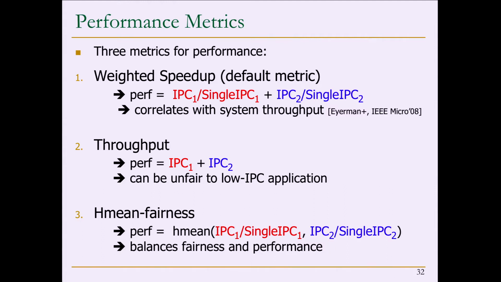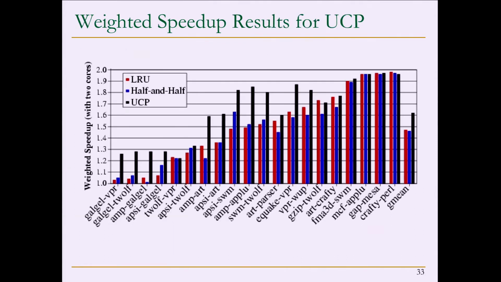And there's also another metric, which is the harmonic mean of speedups, the harmonic mean of these values over here. That balances fairness and performance, and it actually correlates with the reverse or inverse of the average normalized turnaround time of jobs. But you can again read that paper to understand that more. We're going to look at some of these metrics relatively quickly for utility-based cache partitioning. You can read the paper for more detail.